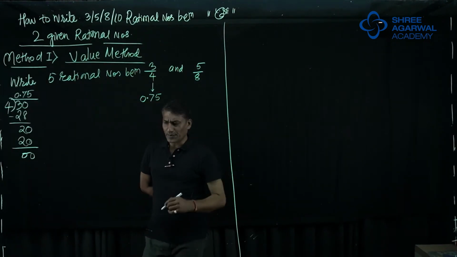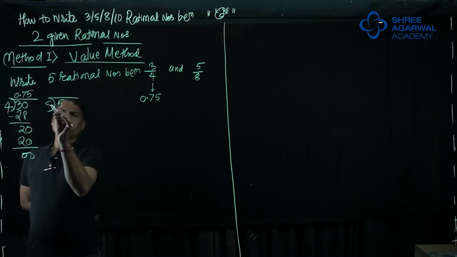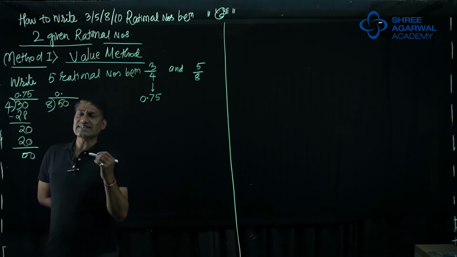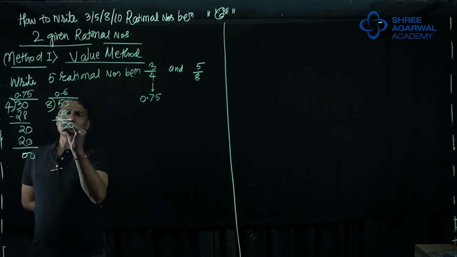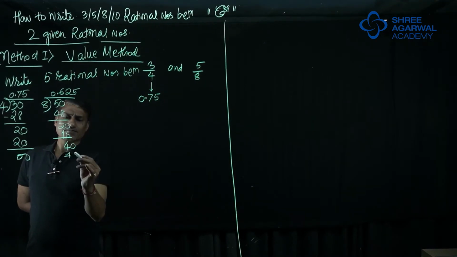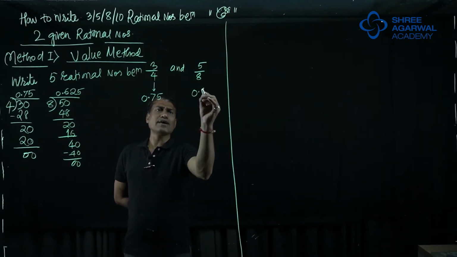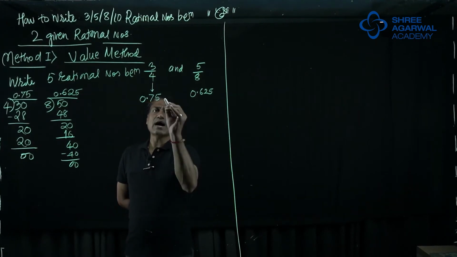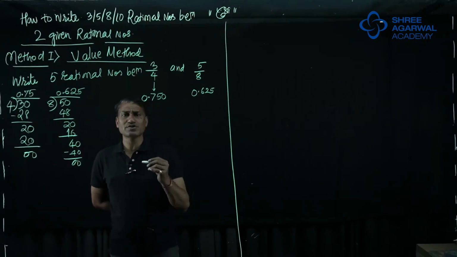And sir, what is the value of 5/8? 5/8. 5 does not go, so take a decimal and a 0. 8 6s are 48, 2 remains. 8 2s are 16. 8 5s are 40. So the value of 5/8 is 0.625. Though this is 0.75, I will add a 0, and I will say 0.750.